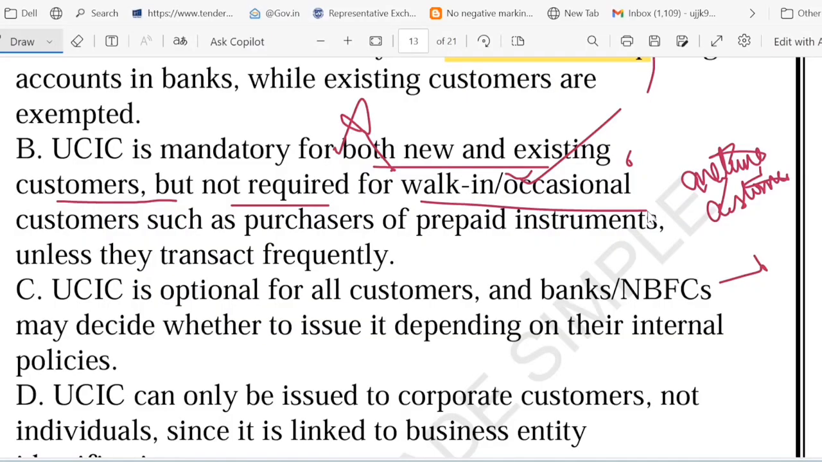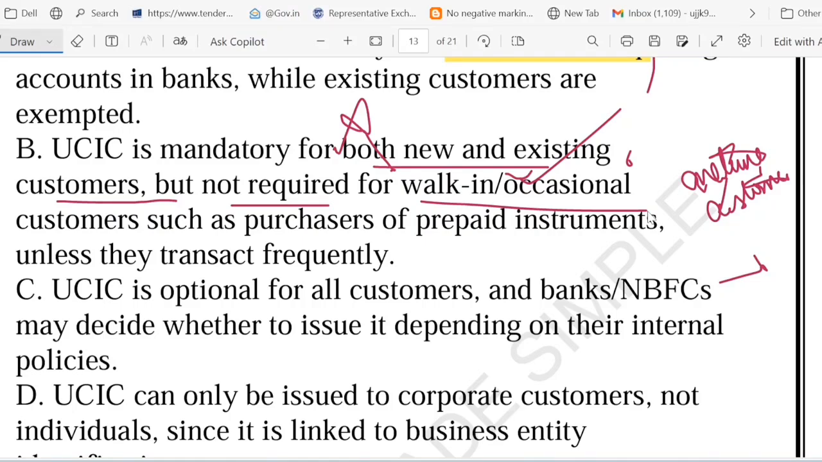Imagine someone buys a prepaid gift card once. No UCIC is required, right? Someone who is buying a prepaid gift card once, in that case no UCIC. But if that same person keeps coming every week to buy multiple products, the bank will assign them a UCIC to track transactions properly. Okay, so that is the point.